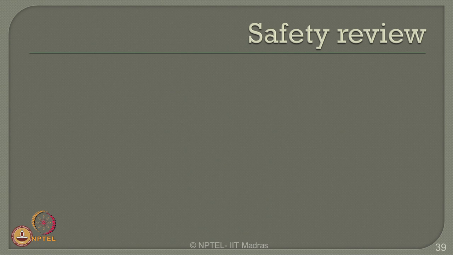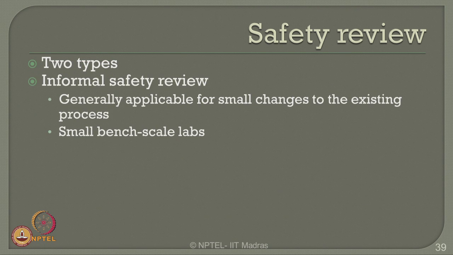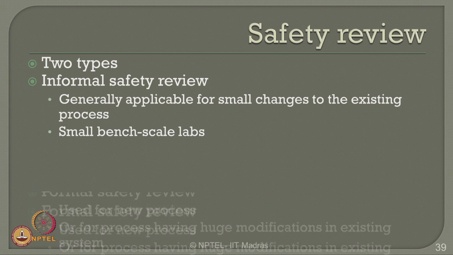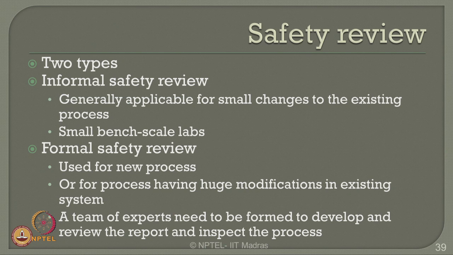We also discussed safety review in the first module. Let us quickly see what a safety review program would be. There are two types of safety review program. One is informal safety review, which is generally applicable for small changes to the existing process industries. Small bench scale laboratories can be applicable for this kind of safety review program. The other is a formal safety review program, which is generally used for a new process or a process which has huge modification in the existing system. It requires a team of experts which needs to develop and review the report and inspect the process periodically.